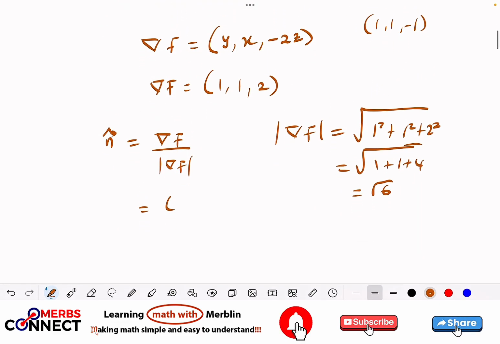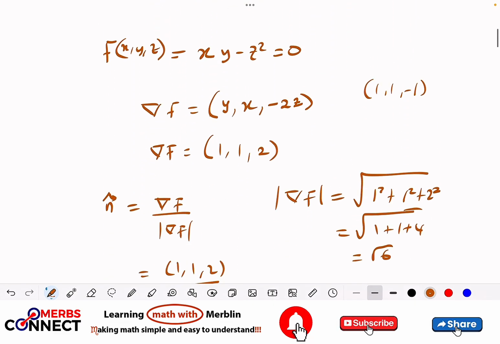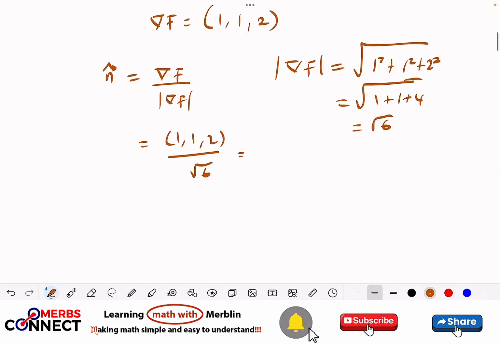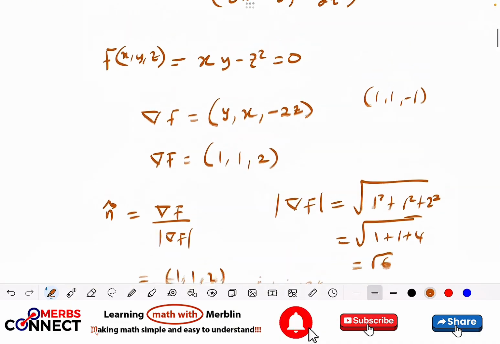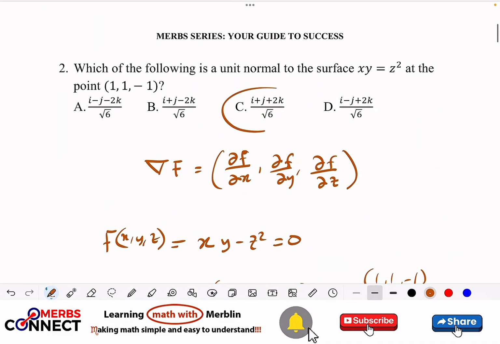This is going to give us 1, 1, 2 divided by square root of 6. Okay, so let me write this one in the direction form. So this was i plus j plus 2k divided by square root of 6. So all with positive, right? So we are going to pick C as the result here. So this is very simple also. If you know this formula here, you are good to go.